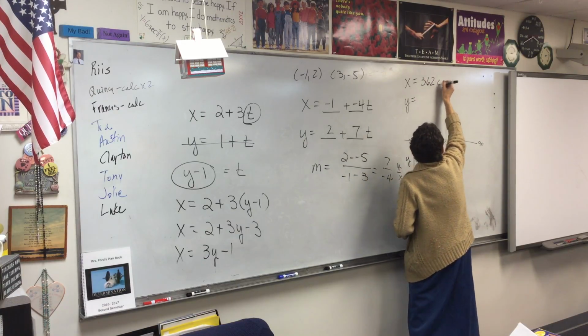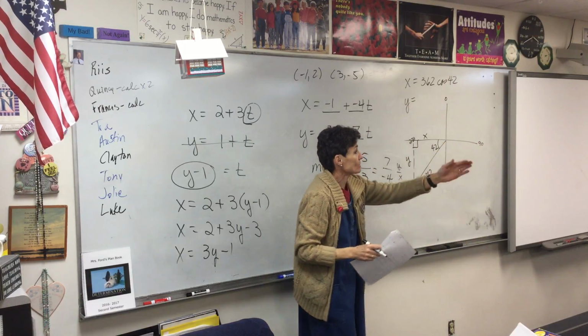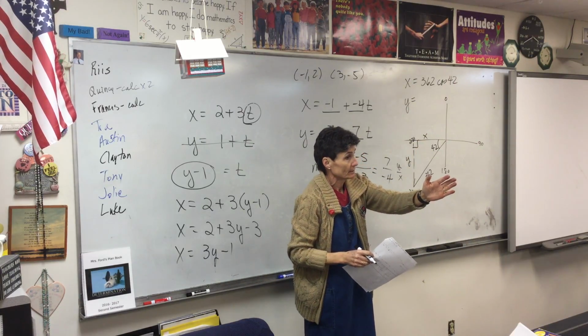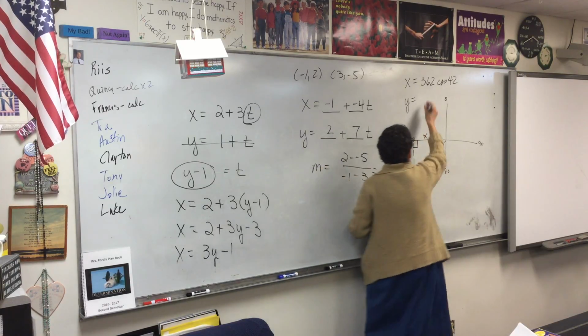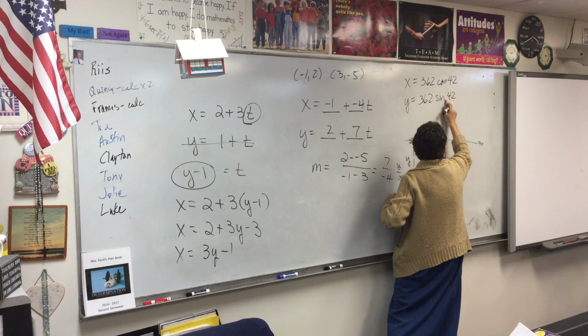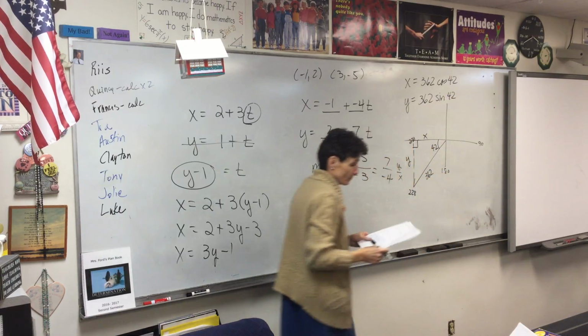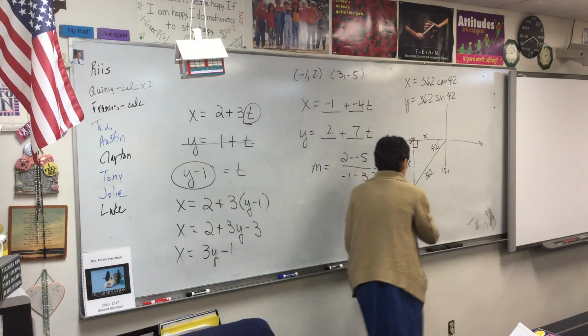So what will x equal? 362 cosine 42. Remember, it's always cosine angle. So the 42 goes with the cosine. And then 362 sine 42. So I'm going to type those in, and I'm going to get my x and my y.